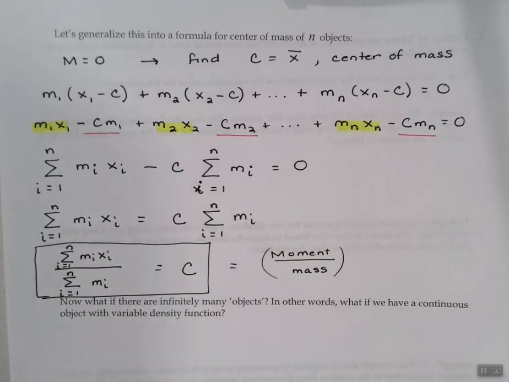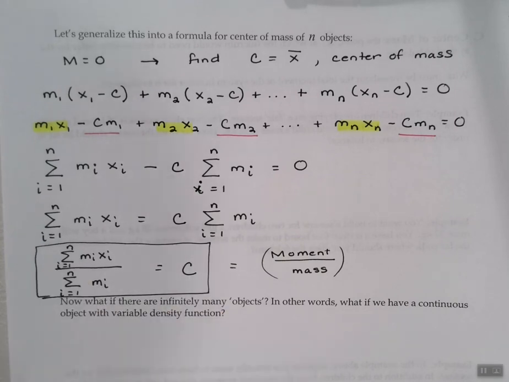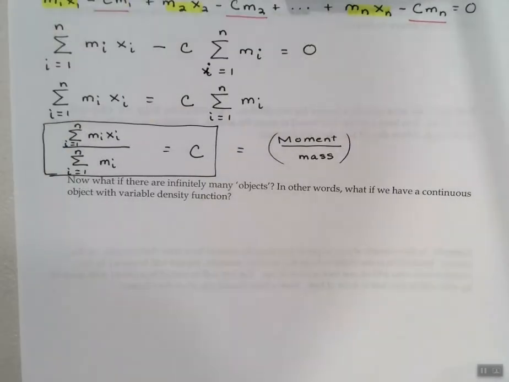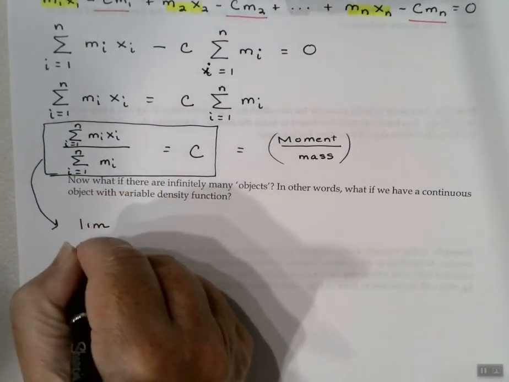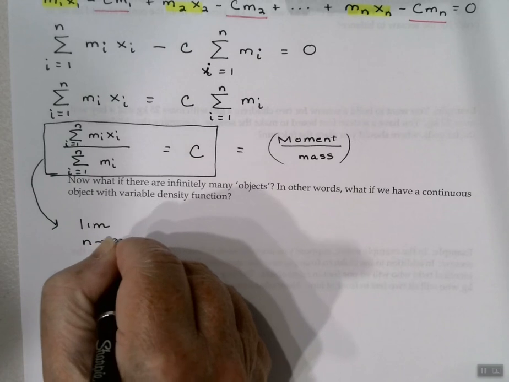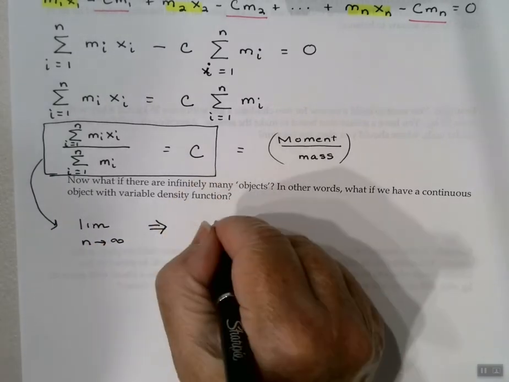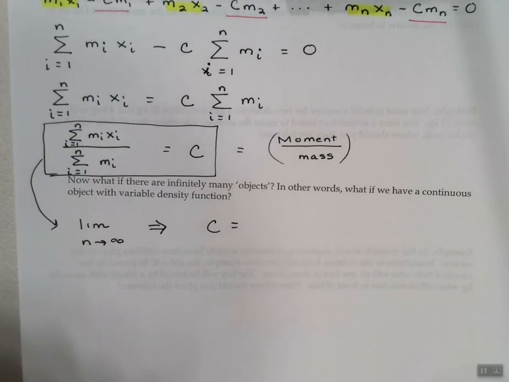All right, what if I extend this to infinitely many objects? So instead of having n objects, I now have infinitely many objects. Well, we've seen this so many times, we don't have to draw it all out for ourselves, right? We'd essentially be taking the limit of this as n goes to infinity, which is going to give us c is equal to, the limit of a sum is always an integral.